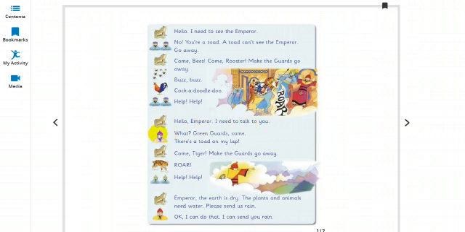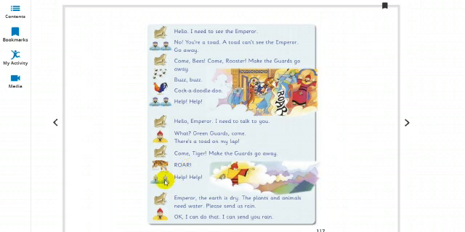The Emperor says, "What? Green guards, come. There's a Toad on my lap." So then the Toad says, "Come, tiger, make the guards go away." So then the tiger comes and roars again and scares the green guards.